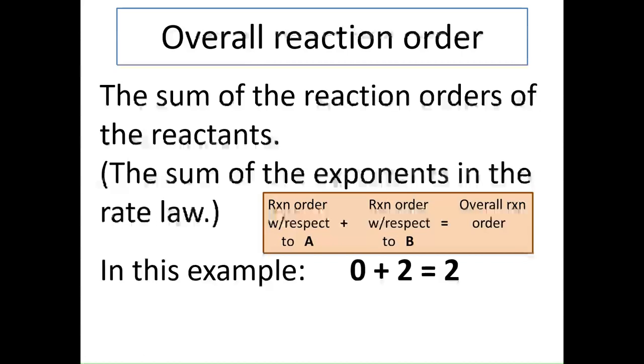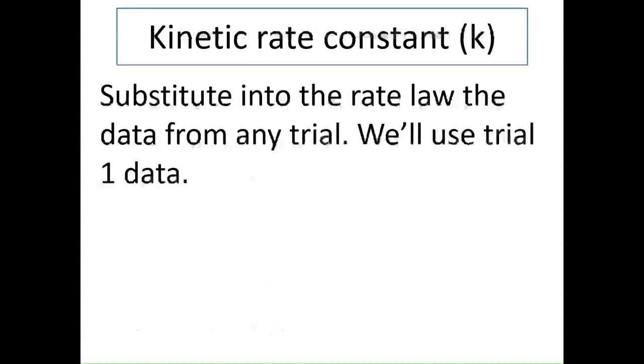But it turns out our reaction order with respect to A was 0, our reaction order with respect to B was 2, and adding them up we get an overall reaction order of 2. So this is a second order reaction overall. We still haven't found K, so how do we find K? Well, we can substitute into the rate law.